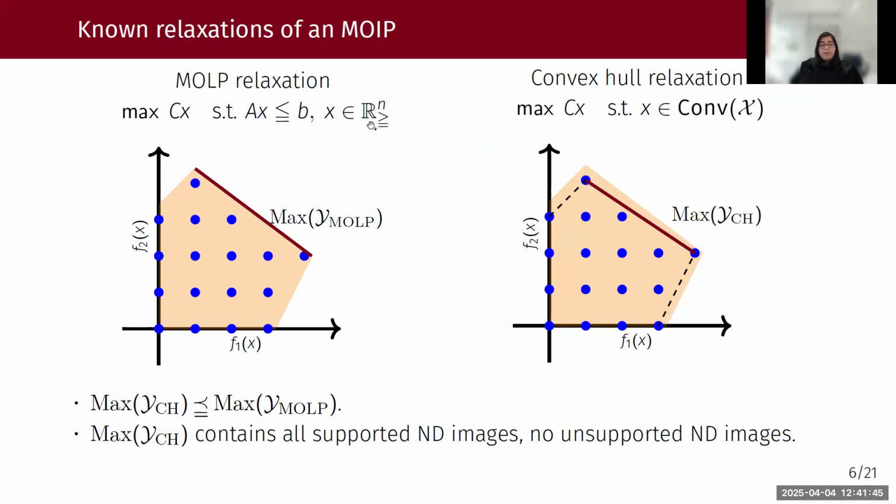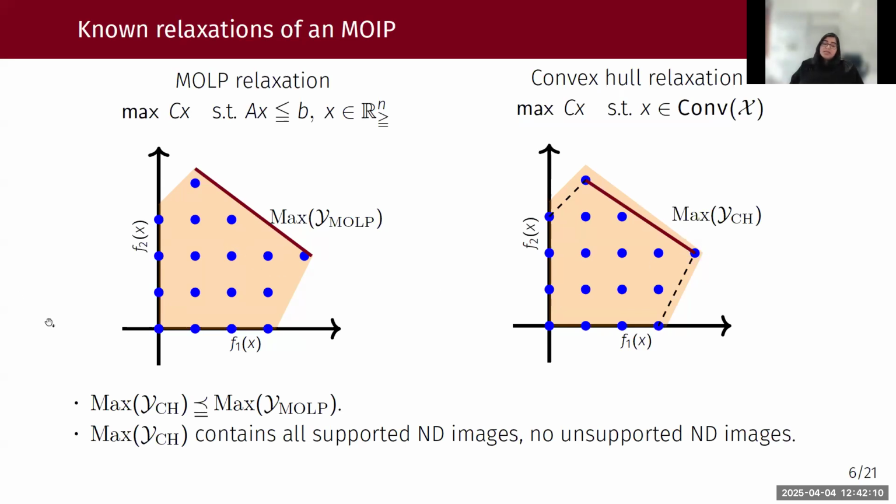If I simply drop all integrality constraints, my non-dominated set would be this red line. As you can see, it is an upper bound on my original problem's non-dominated set. And I can also talk about the convex hull relaxation, where I'm now going to recover the convex hull of my feasible image set, and that gives me this red line.